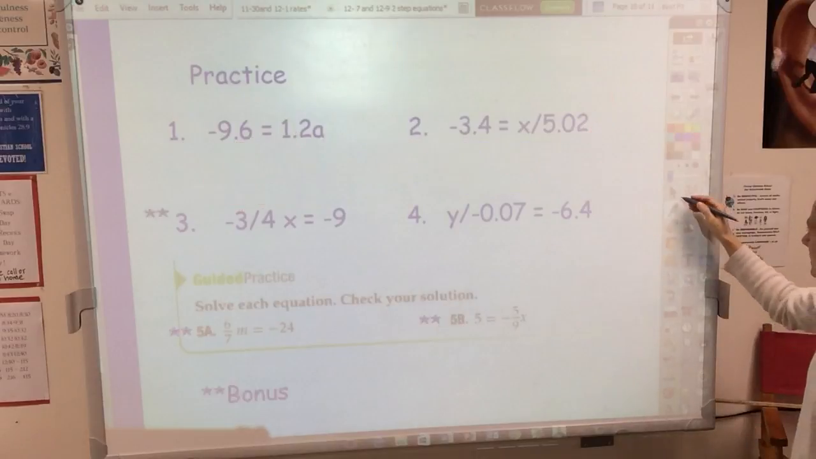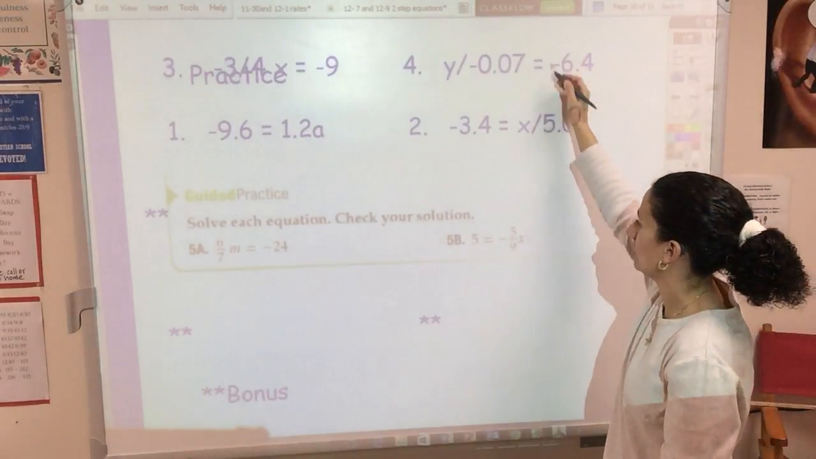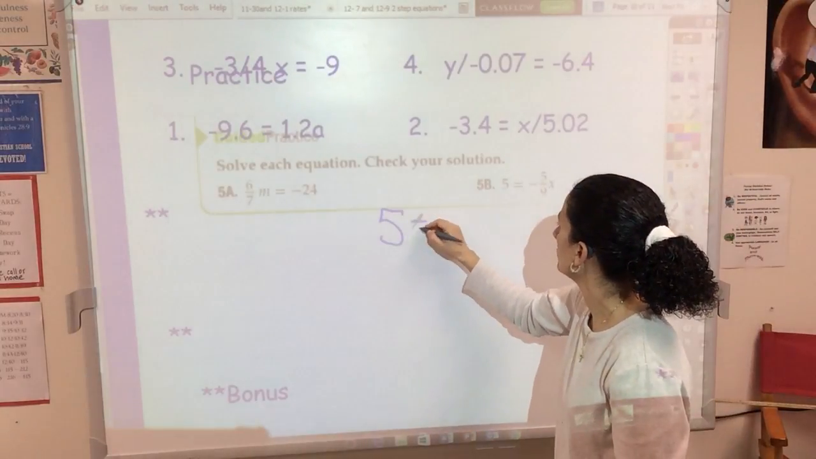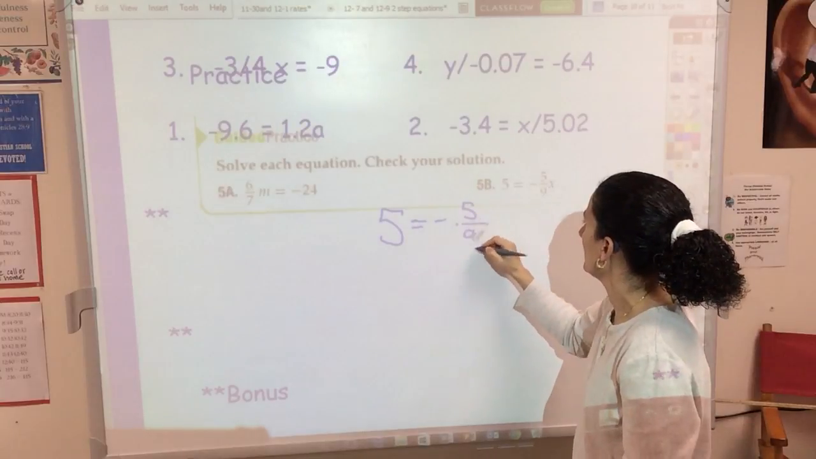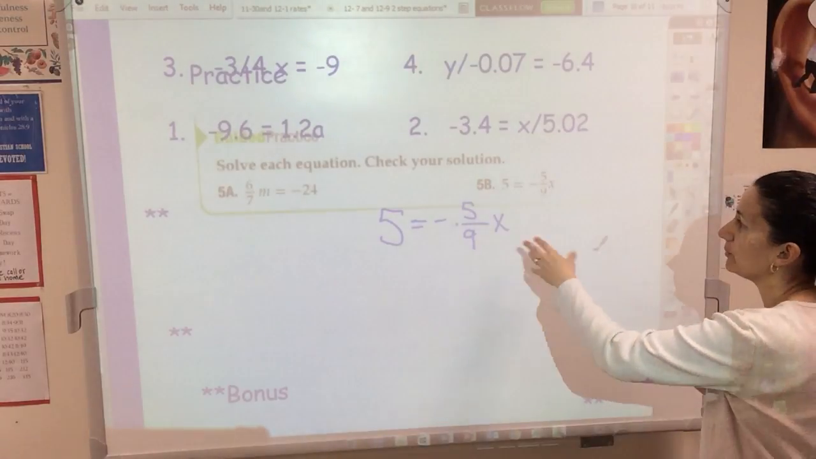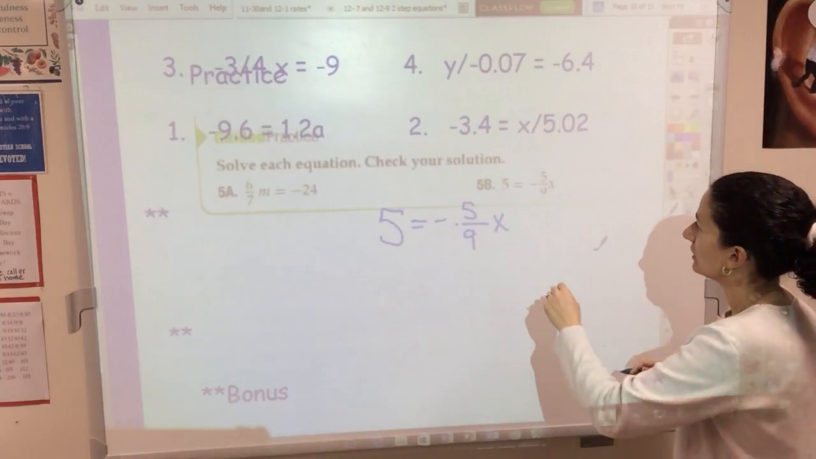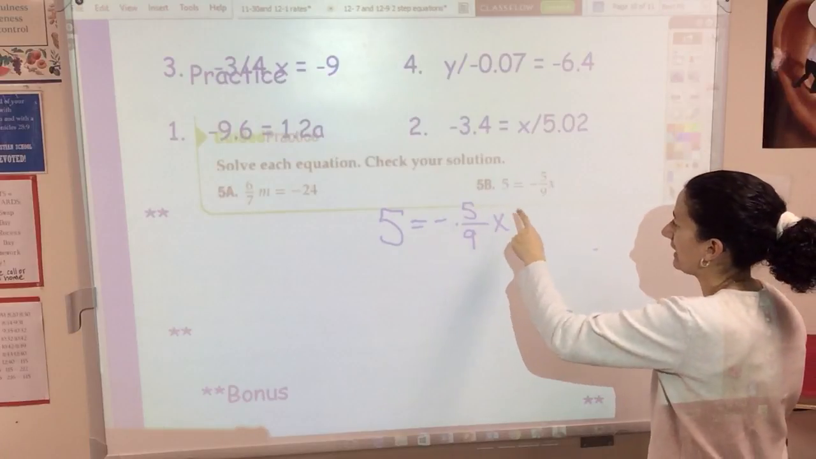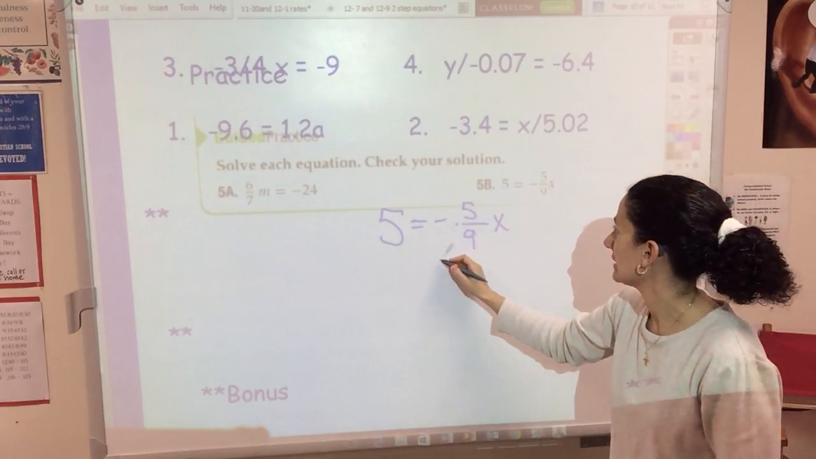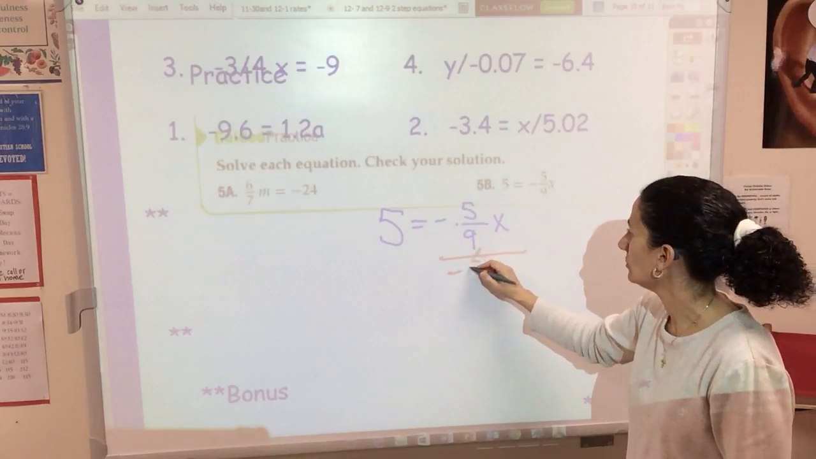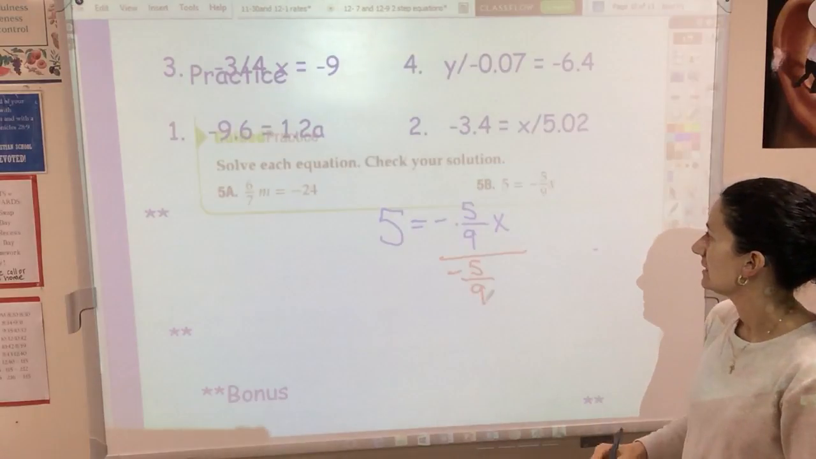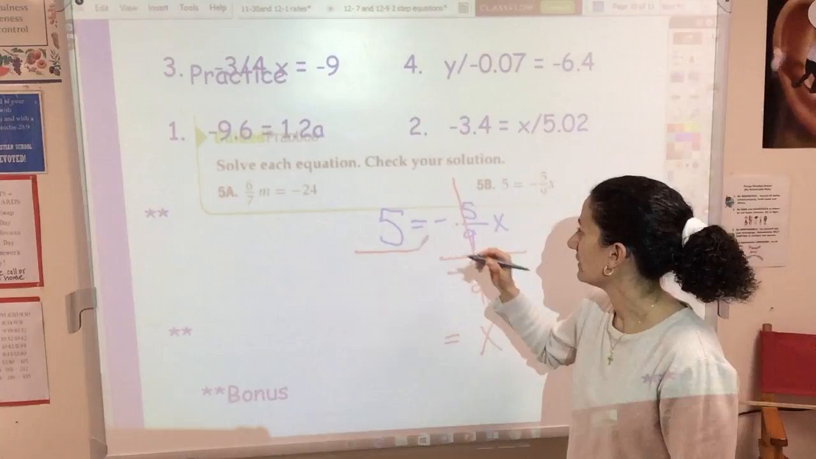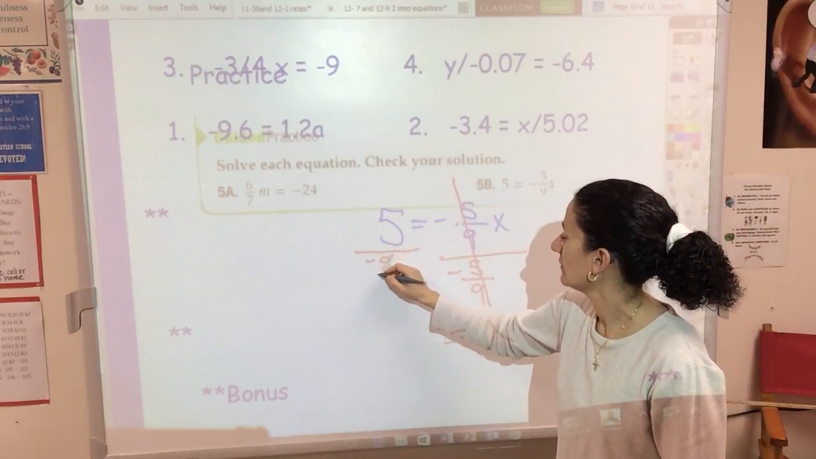Okay, let's look at this last one. Let's look at 5b. I'm going to move all this up here and rewrite it. 5 equals negative 5/9 x. Okay, in all these examples, our variable has been on the right-hand side. So we're going to make sure we move the number with the variable. And negative 5/9 is being multiplied by x. So I'm going to do the opposite, and I'm going to divide by negative 5/9. That will cancel it out and make x alone. But here's the work. I've got to divide the other side by negative 5/9.